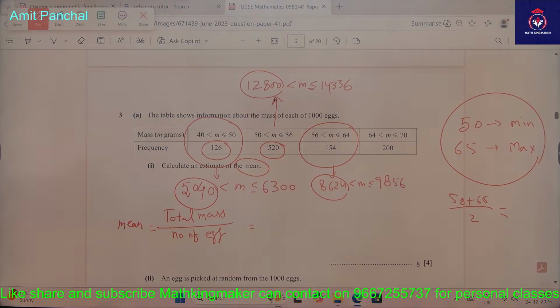The estimate of the mean mass is 55.67 grams. Okay. Yeah, I mean that looks about right. That looks like a normal sounding number.